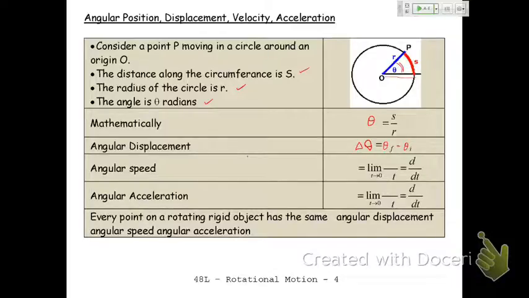I can get an angular speed, and for angular speed we talk about omega. It's called omega, it's curly w if you like. It means angular speed, and it's in radians per second. And omega equals the limit as the little bit of time goes to 0 of delta theta over delta t, which equals d theta by dt. And angular acceleration, which is alpha, is delta omega over delta t, which equals d omega by dt.